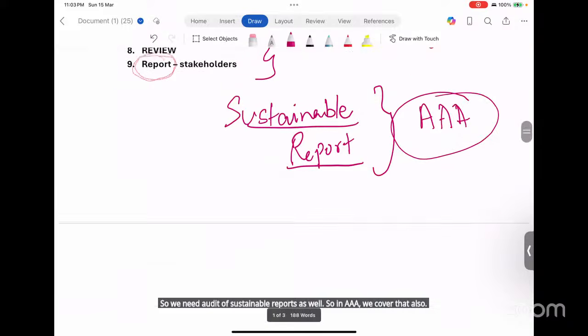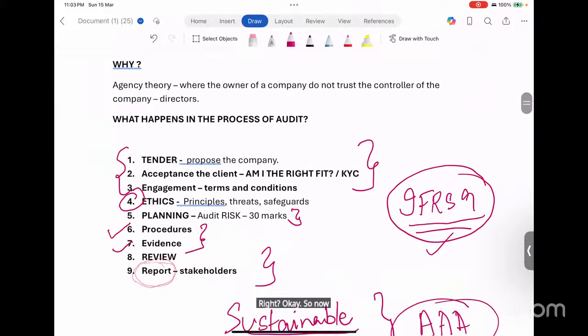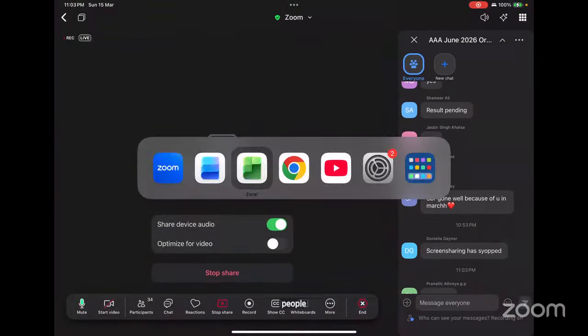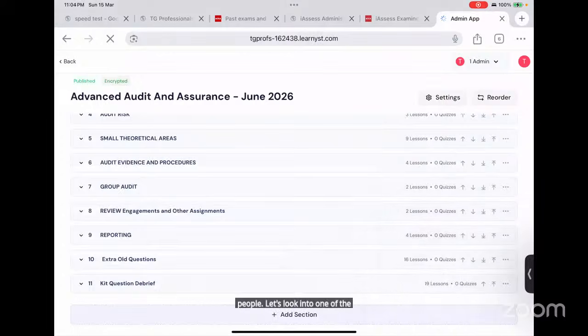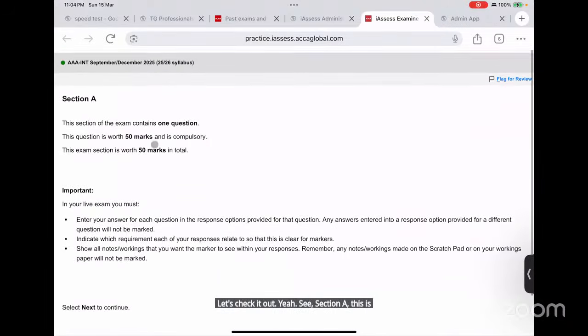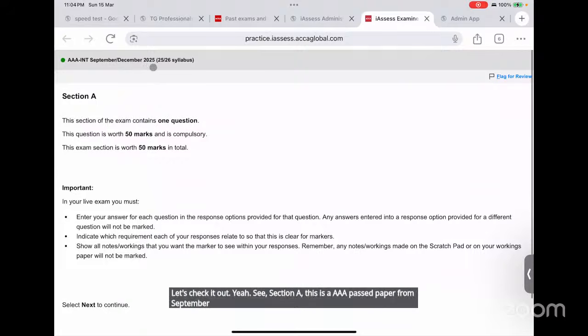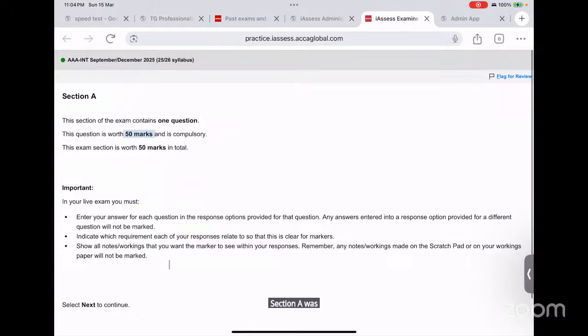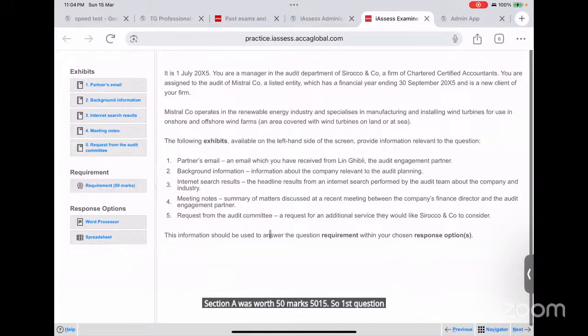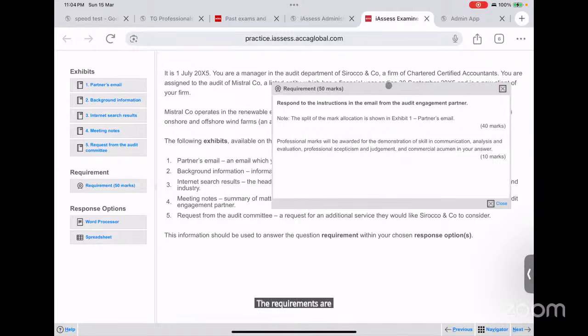Right? Okay. So now let's look into the exam paper. Let's look into one of the past papers that I have. Let's check it out. See, section A, this is an AAA past paper from September, December 2025. So very recent one. Section A was worth 50 marks. So the first question is for 50 marks. The requirements are for 50 marks.